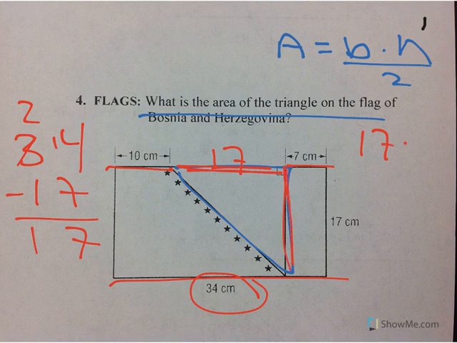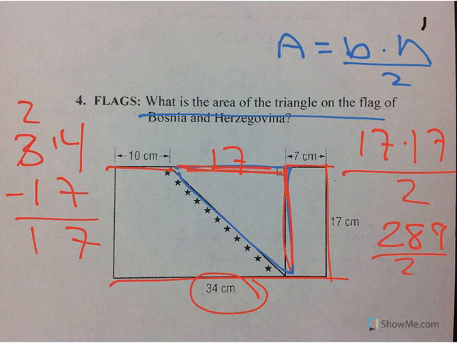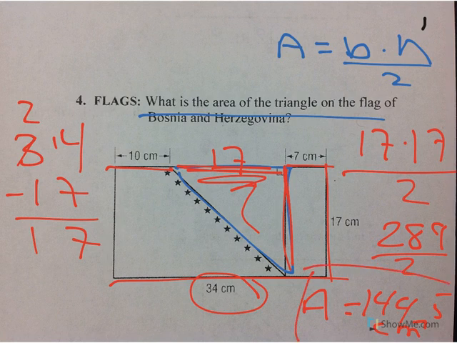My height's going to be this, which is equal to that, which is 17. So at this point, all I'm going to do is multiply 17 times 17, and I get 289. And I want to divide that by 2. So when I divide it by 2, I'm going to get the area, just for this shape right here, is 144 5/10 centimeters squared. So that's the area of just that shape. Remember, you're not finding all the other shapes.